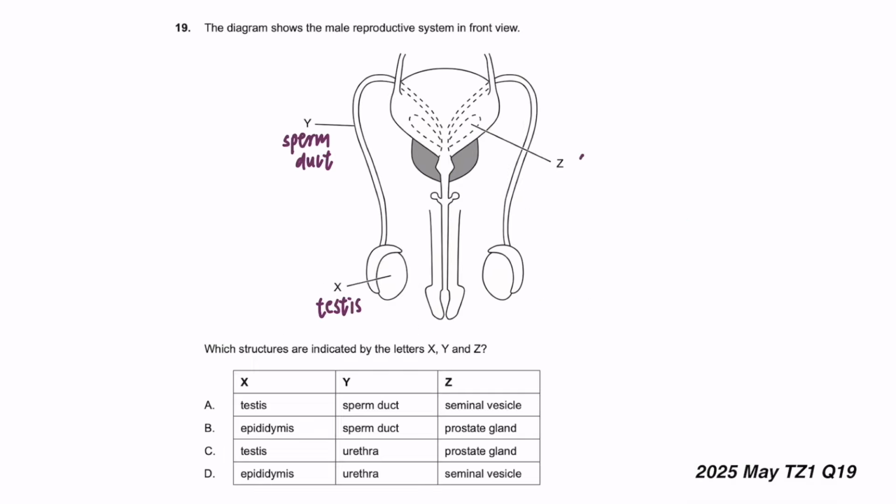This is the labeled diagram of the male reproductive system, so option A is the correct answer.